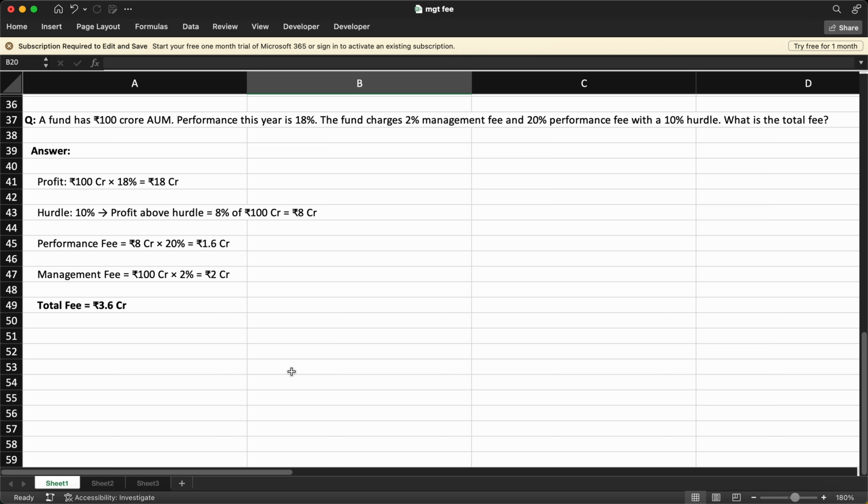What is the total fee? So he is asking about total fees. First of all we calculate the profit: 100 multiplied by 18% means they get a profit of 18 crore. The hurdle rate is 10%, as already mentioned, so the profit above the hurdle rate is 8%. If you calculate on 100, it is 8 crore. Above the hurdle, the 8 crore is the profit.